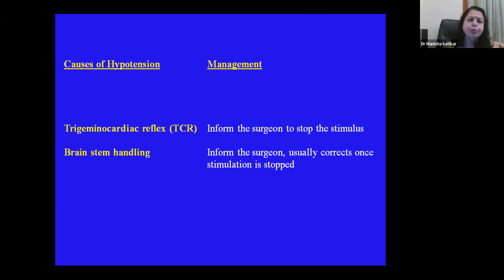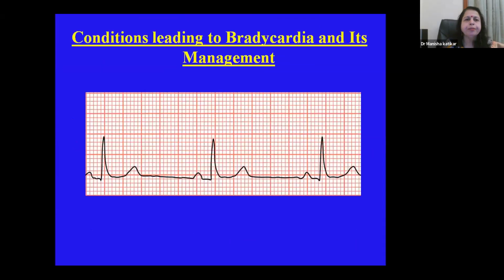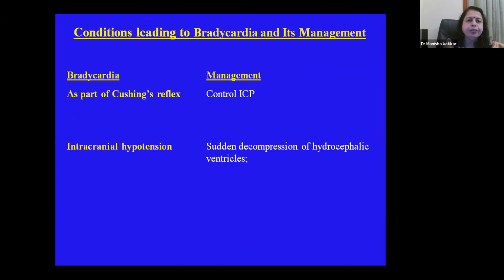They all can cause hypotension. Inform the surgeon immediately, stop the stimulus, and usually this gets corrected once the stimulation is stopped. What are the conditions that cause bradycardia in a neurosurgical patient?